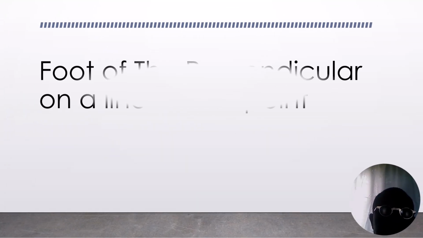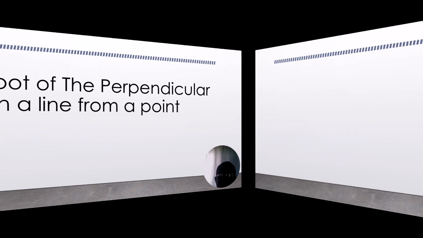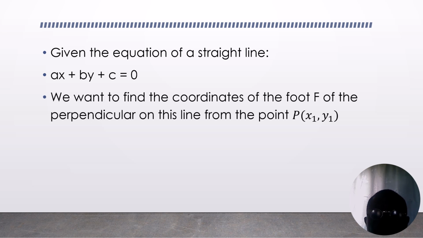In this lecture, we are going to learn how to find the foot of the perpendicular on a line from a given point. Understanding the problem. Given the equation of a straight line, ax plus by plus c equal to 0, we want to find the coordinate of the foot F of the perpendicular on this line from the given point P(x1, y1).